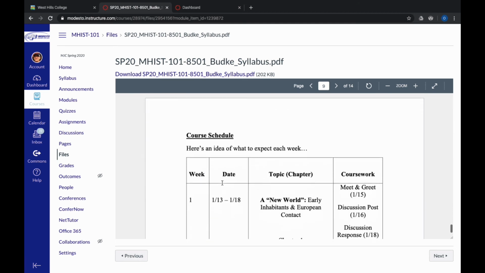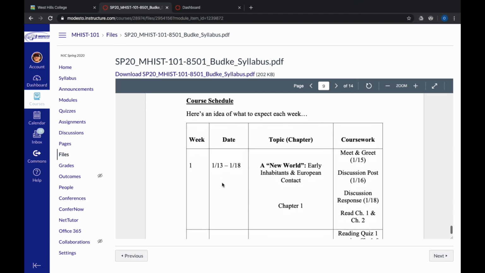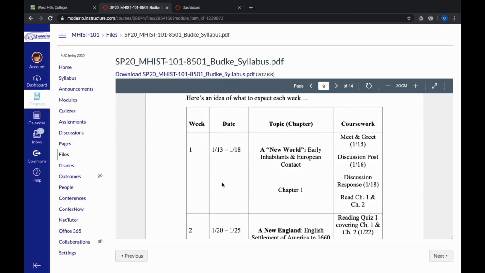And then here is your course schedule. This is a course calendar that gives you a week-by-week glance at what topic and chapter from our textbook we'll be covering each week. So in week 1, we're covering chapter 1, A New World, Early Inhabitants and European Contact. And then here's the coursework we need to do.